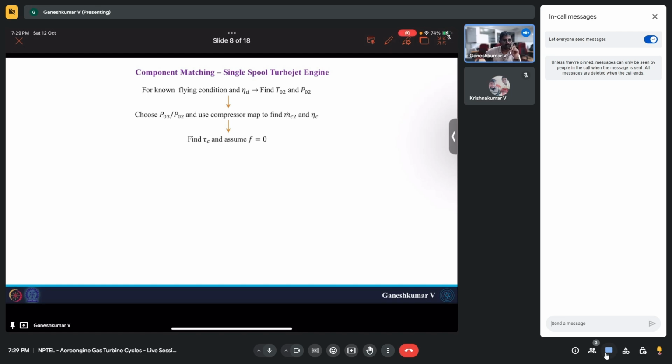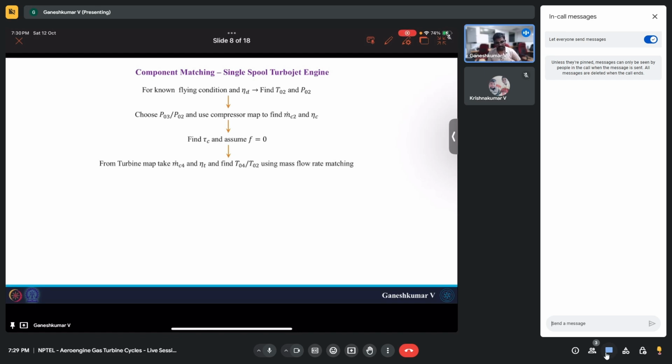you also don't know the turbine entry temperature, because you're not working on the design condition, right? So you don't know the turbine entry temperature, and you should also find that. For that, you need to know the fuel air ratio, which again you don't know. So what you do is you assume f to be 0, and then try to find out T04 by T02.